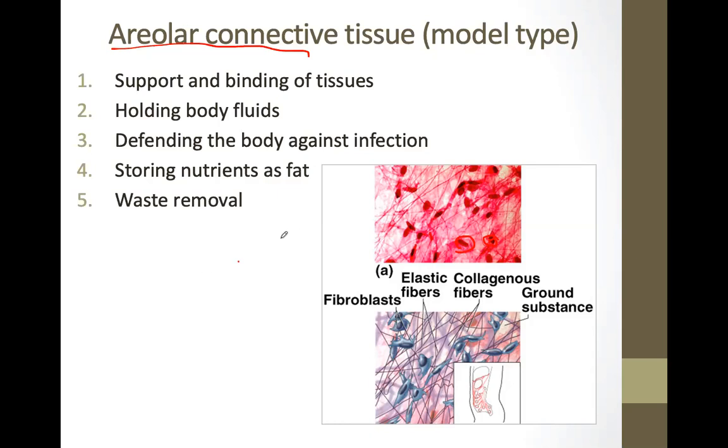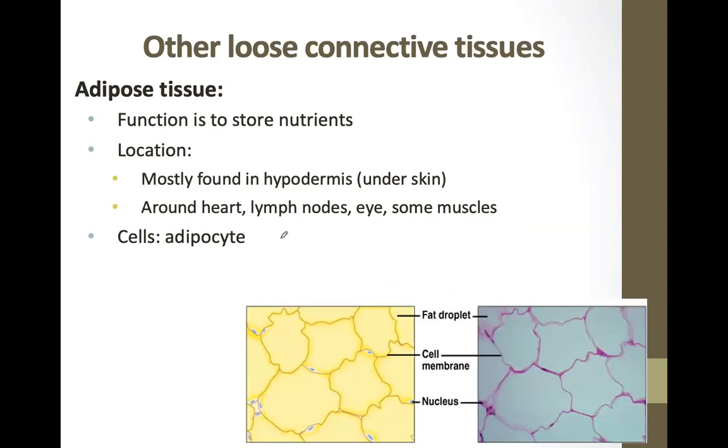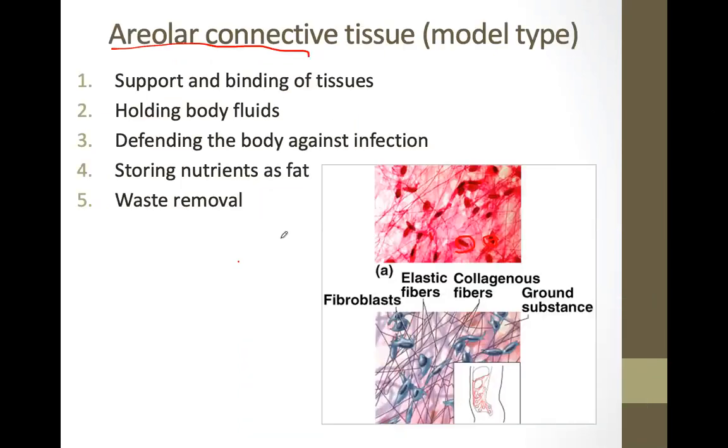Okay, so moving on. I forgot to mention the location for this. Where can you find this? It's underneath your skin. So areolar connective tissue is underneath your skin, and it basically helps you bind your skin to the muscles underneath it. So it's a connection basically, again, right? Kind of like a glue. It holds the skin to your muscle underneath.